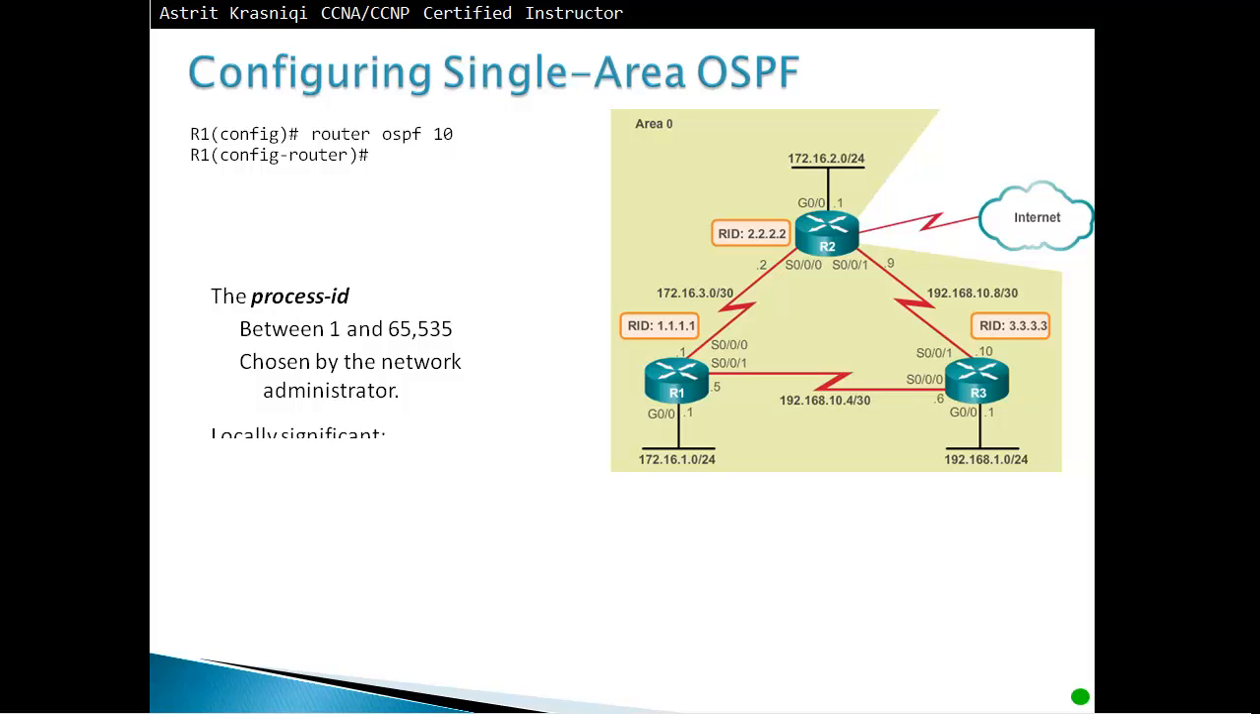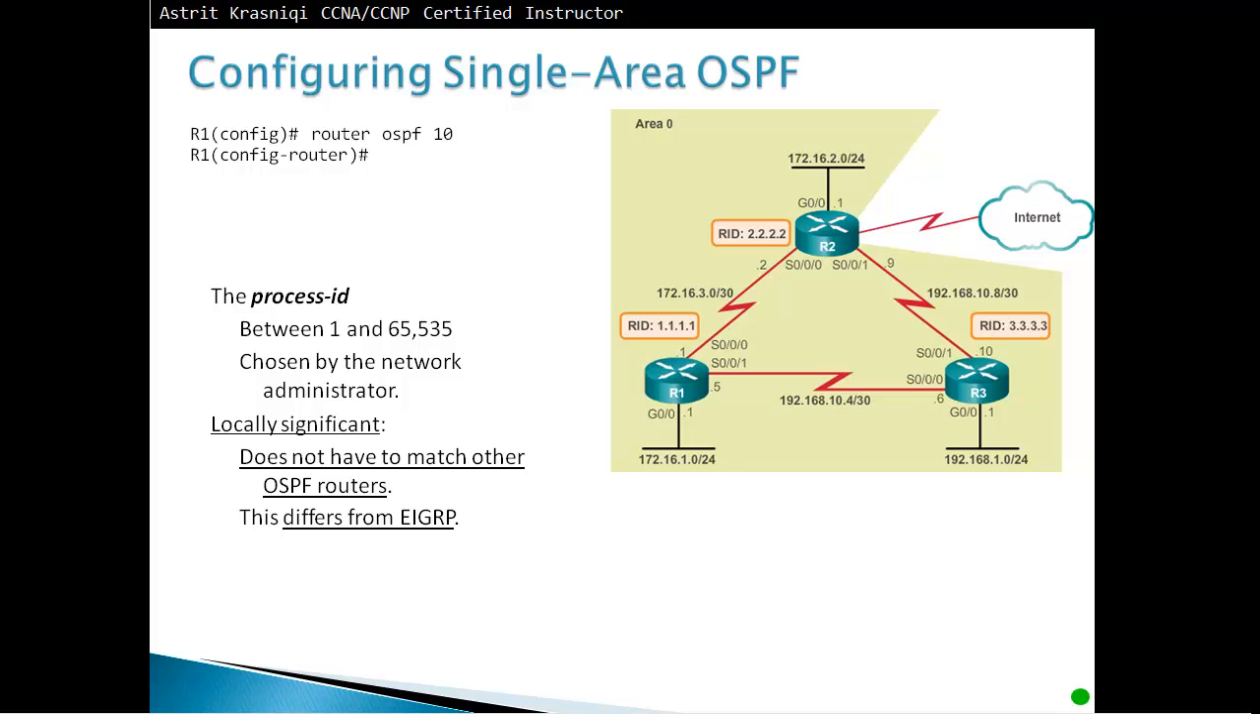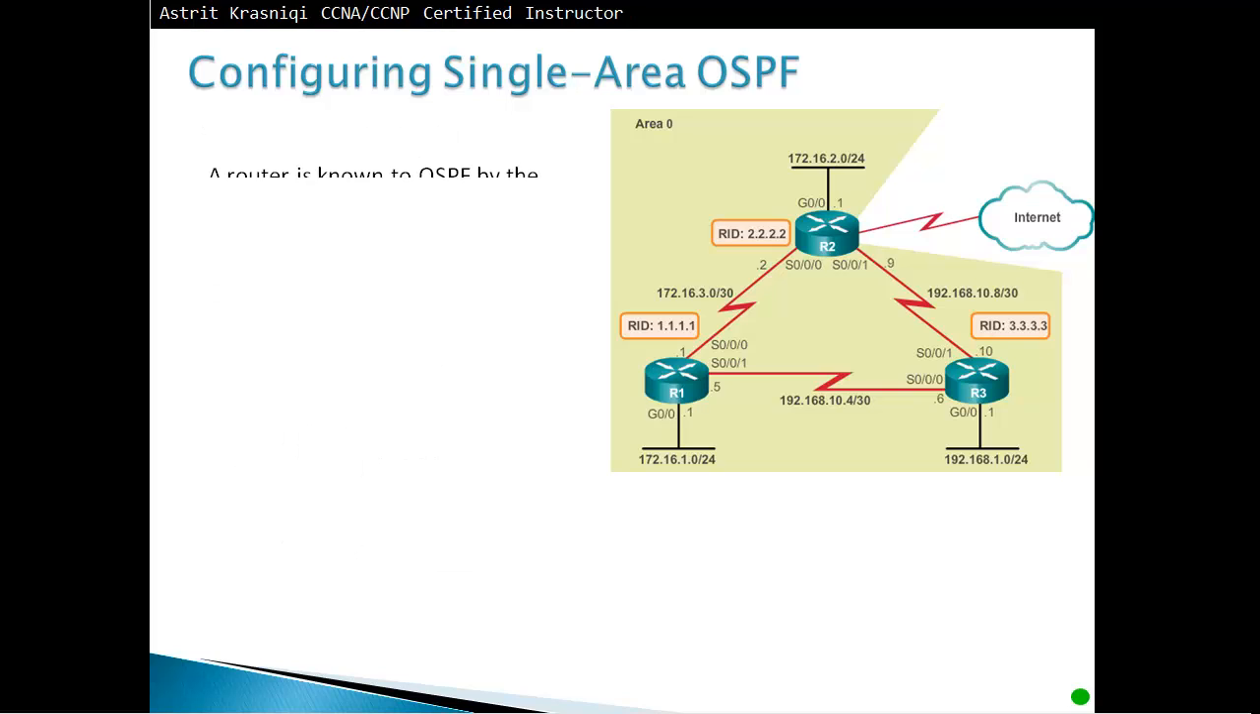It's a bit different to EIGRP, for example. So like I said, it's locally significant and does not have to match other OSPF routers. It differs from EIGRP. We are using the same process ID simply for consistency. For example, if I look at my task manager, I can see the different process IDs. It doesn't have to be the same as the neighbors.